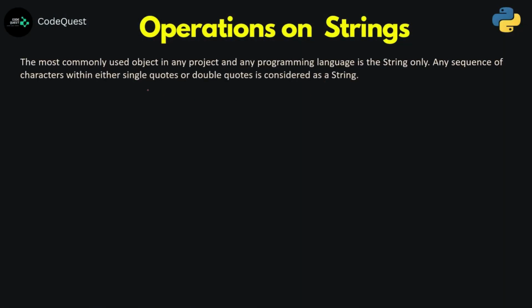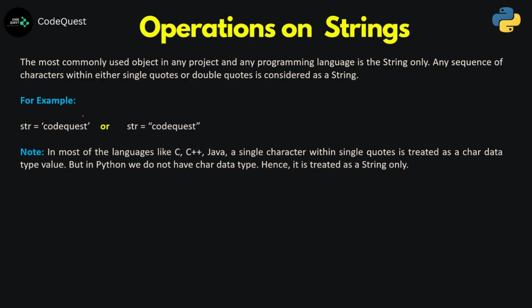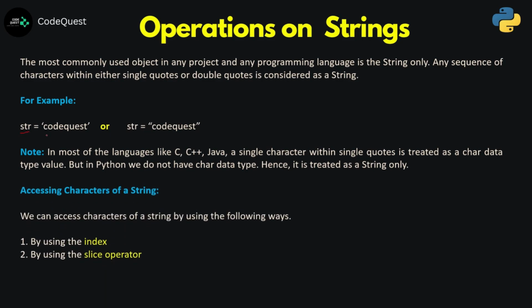The most commonly used object in any project and any programming language is the string. Now, a string is basically a sequence of characters, which is present either in single quotes or in double quotes. For example, if I'm writing str equal to, say, 'code quest', here I'm using single quotations, and the same I can also do by keeping it inside double quotes.